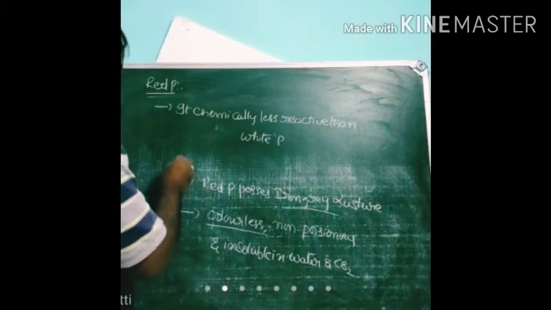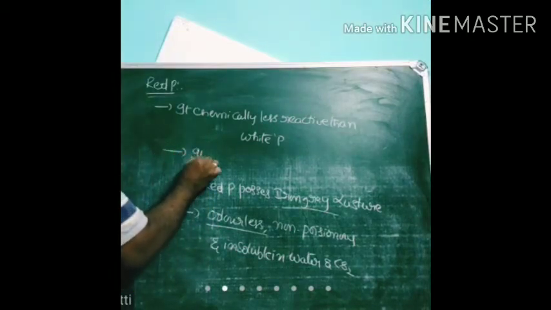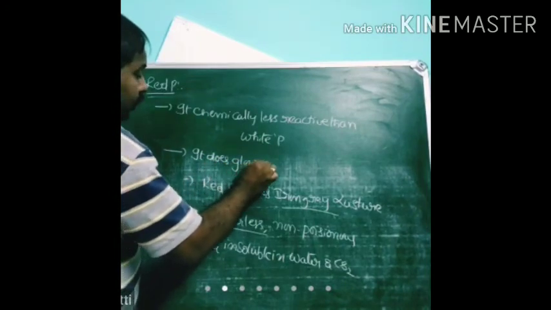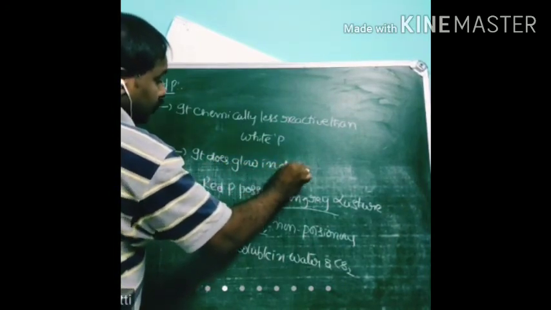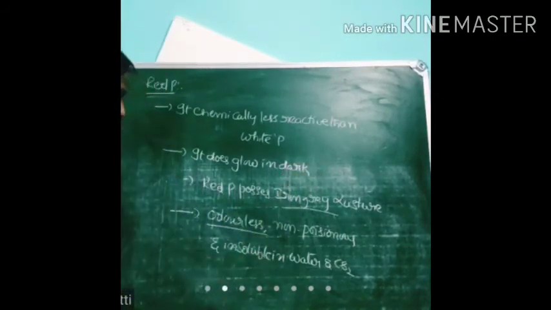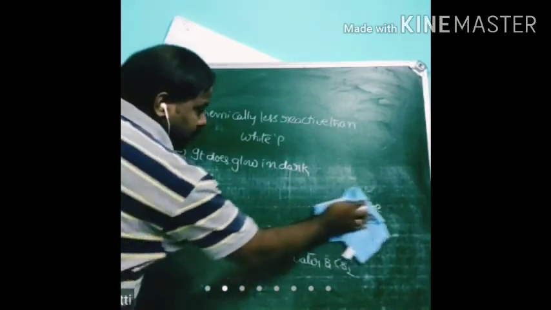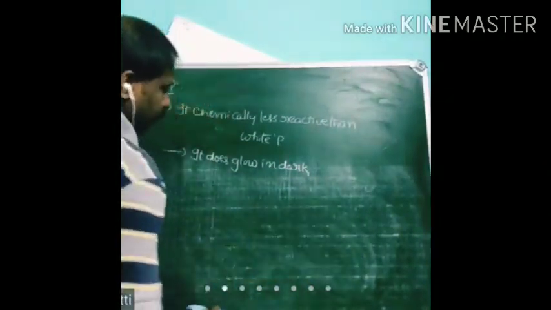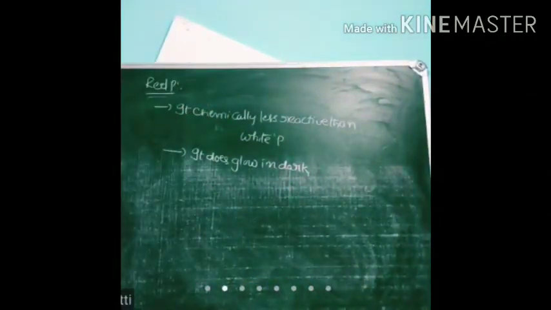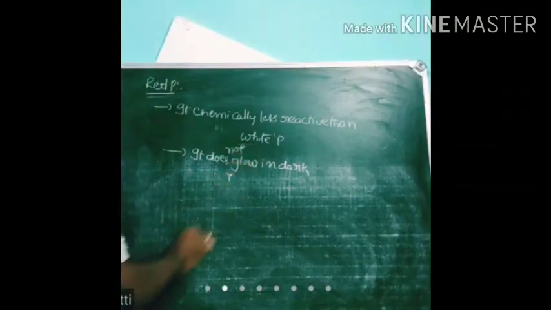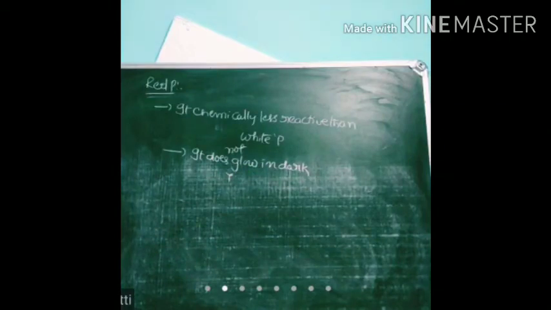It does not glow in the dark. But white phosphorus glows in the dark, which is called chemiluminescence. Red phosphorus does not glow in the dark, but that one does.